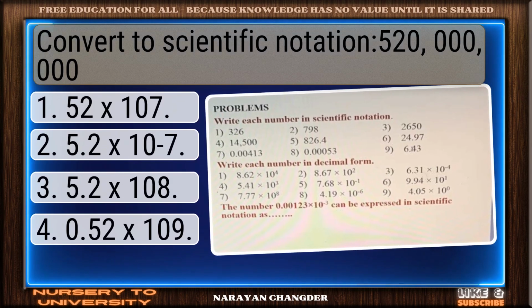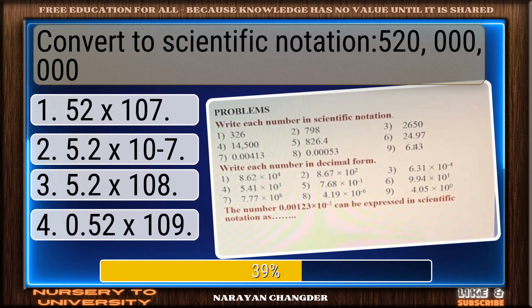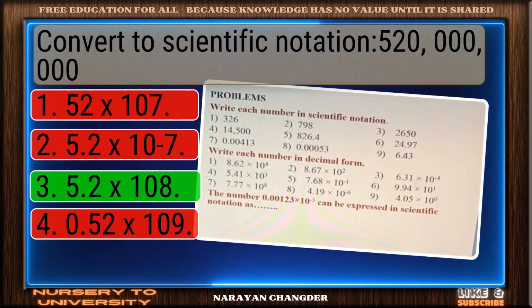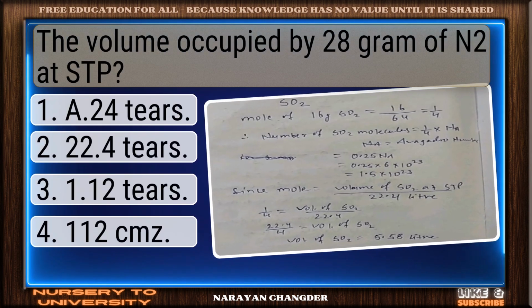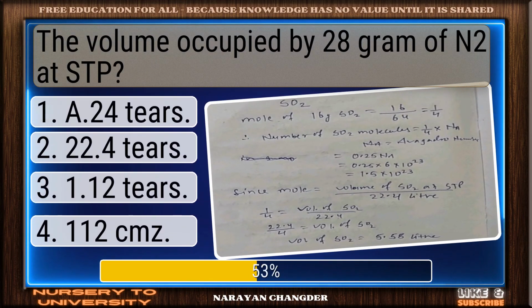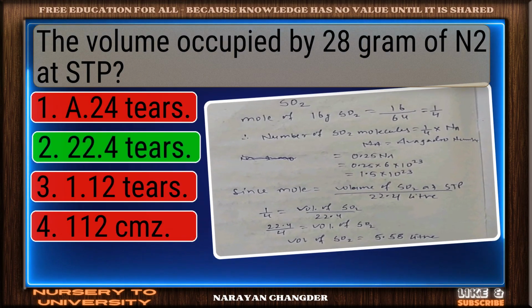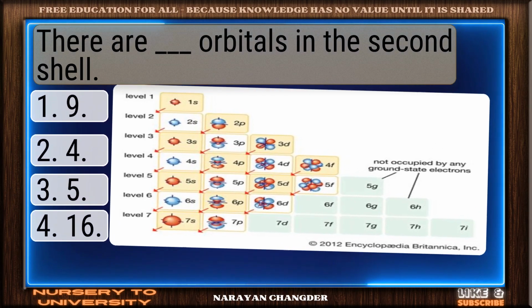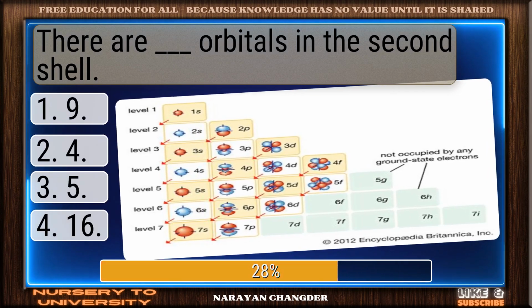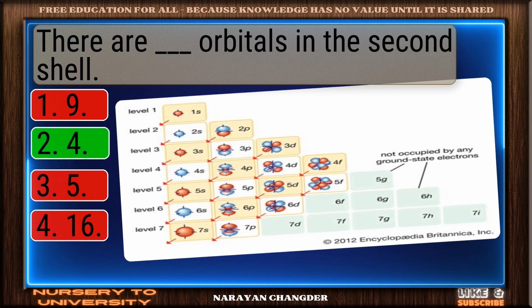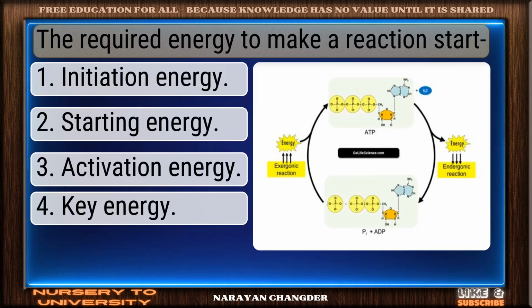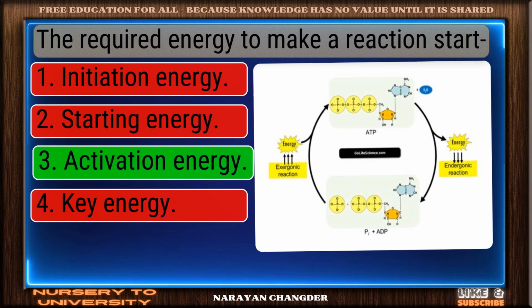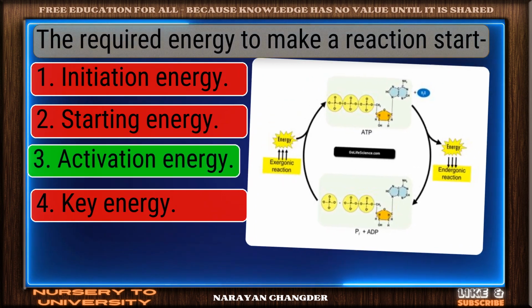Convert to scientific notation 520,000. Right choice. 5.2x10^5 is the best answer. What is the volume occupied by 28 gram of N2 at STP? Solid response. 22.4 liters is a valid choice. There are dash orbitals in the second shell. Smart move. 4 is an accurate answer. The required energy to make a reaction start. Valid point. Activation energy is true.